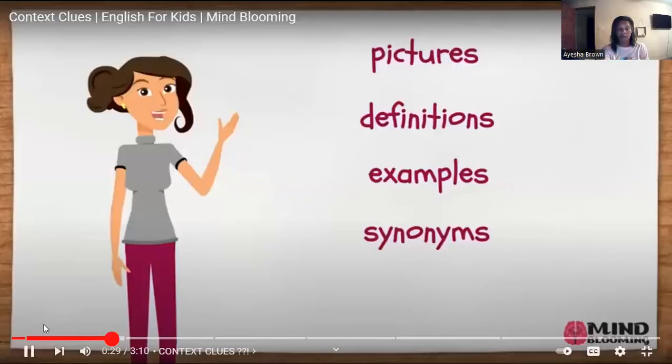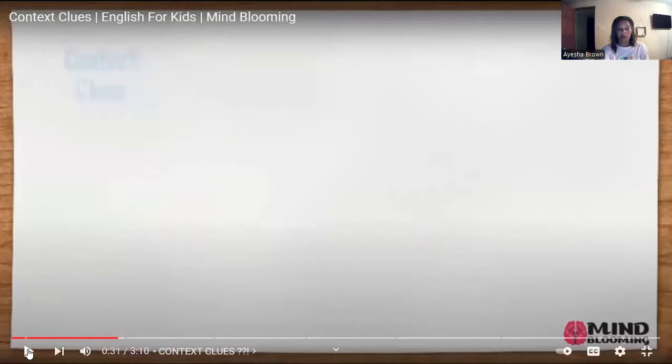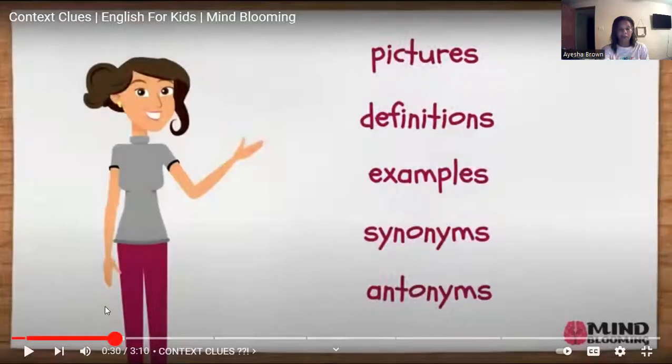Synonyms or antonyms. All right, so under your definition, these are 5 types of context clues that you can use to figure out unknown words. I want you to write these 5 underneath your definition. So I want you to write pictures, definitions, examples, synonyms, and antonyms. So these are 5 different types of context clues. Okay. And then when you finish that, it's going to be time to practice.